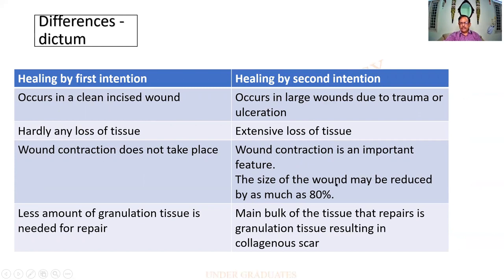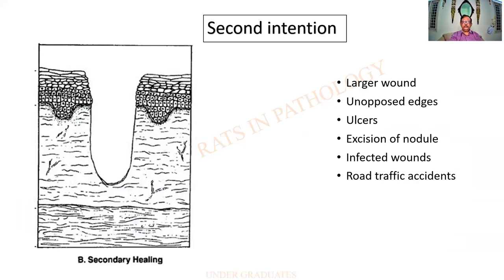The size of the wound can be reduced as much as 80%. That is what your Robbins says. The initial protective mechanism is the contraction by fibrosis, so that the defect that has to be replaced is reduced to 20 to 25%. There is a lesser amount of granulation tissue needed for repair, whereas here the bulk of the repair comes from the granulation tissue. So this is the second intention.